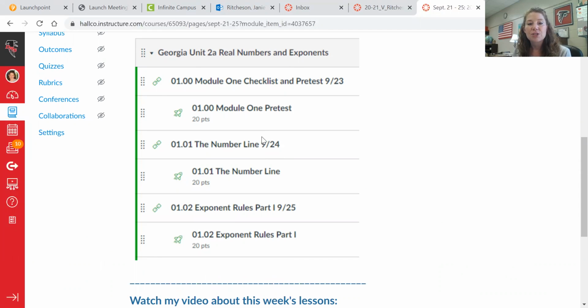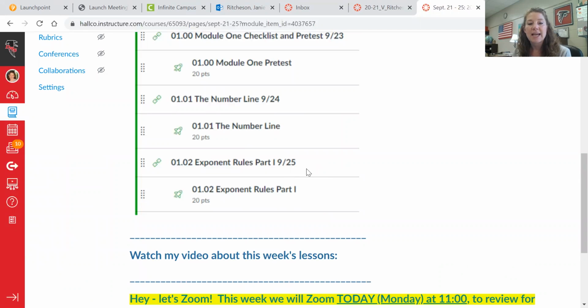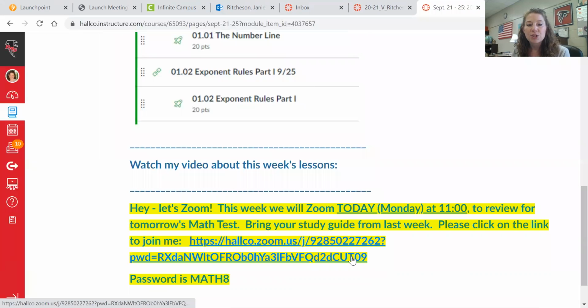On Thursday, you're going to start looking at the number line, so not too difficult on that. And then we're going to start looking at exponents. So we're going to have 3 parts, and Friday you'll do part 1, and then next week you'll do the other 2 parts. So make sure you join me today, which is Monday at 11 o'clock.